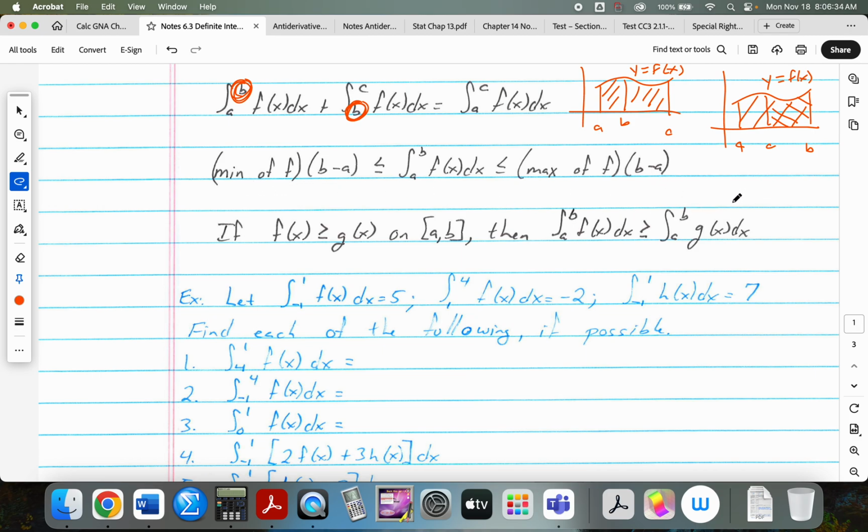Notice these are all areas. This says use whatever the lowest value is times the width of the interval. This one says use whatever the highest value is times the width of the interval. And this one says use the actual heights times all those little tiny subintervals.